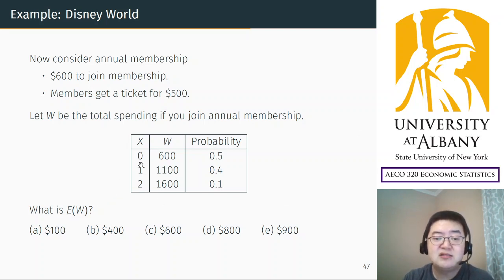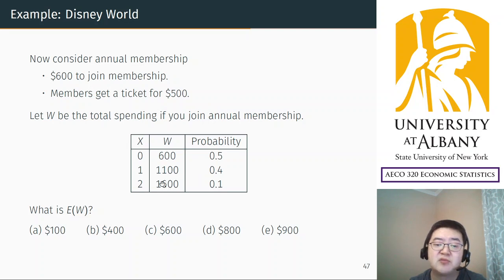Then it means even if I don't go, I still have to join the annual membership now. So I have to decide whether I join the membership now or not. So $600 is paid now, even if I don't go. And then once I go there, I get the member discount.